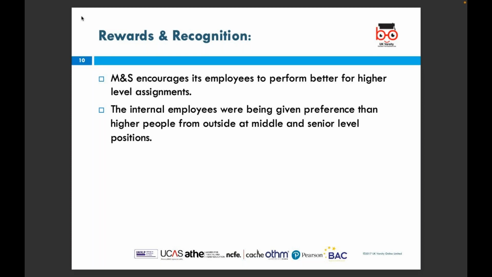Yes, sir. It's quite a big brand. It pushes workers to improve their performance in order to be considered for higher level assignments. So when it came to the middle and senior level posts, internal personnel were given preference. People who already work inside are preferred over higher level candidates recruited from the outside. Got it? Any question?